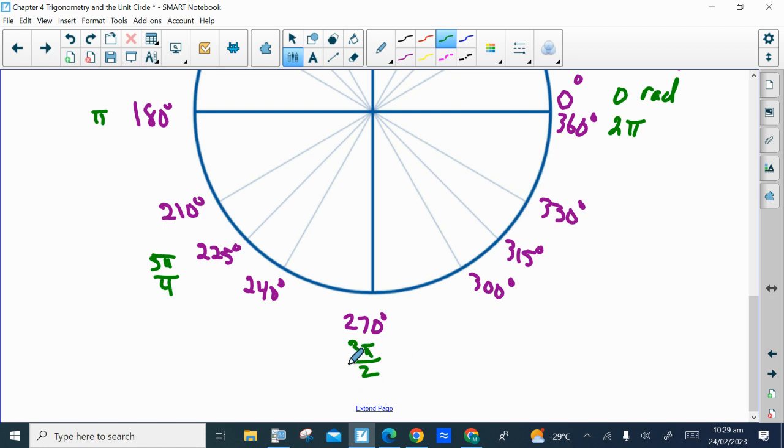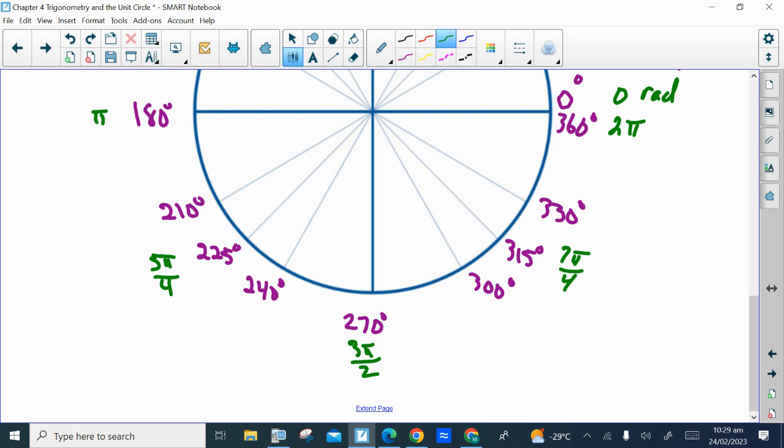Another 45 degrees from 270 took us to 315. That's another pi on 4 from 6 pi on 4, which is 7 pi on 4. And another pi on 4 from 7 pi on 4 takes us to 8 pi on 4, which is 2 pi. So again, 7 pi on 4 is equal to 315 degrees.